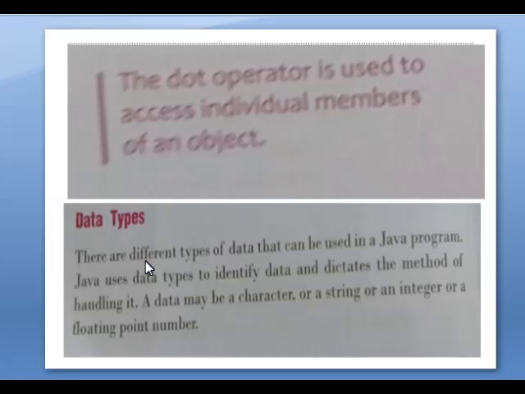The next one is data type. There are different types of data that can be used in a Java program. Java uses data types to identify the data and dictates the method of handling it. A data may be a character, a string, an integer or a floating point number. When we are using variables inside the program, first we have to define the variable's type of data. If it is an integer, we write int. If it is a decimal value, we write float. If it is a character, char. If it is a string, String. If it is a boolean value, boolean.